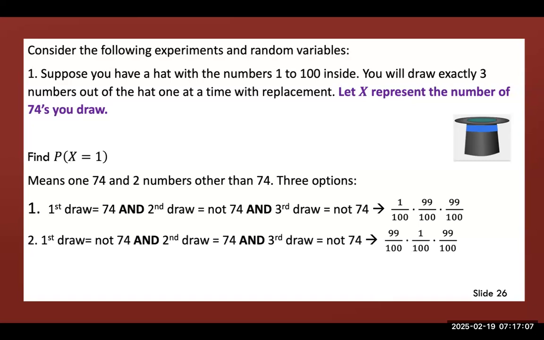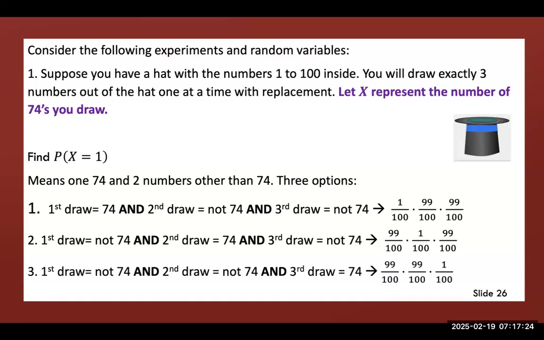Or what could happen is the first one's not a 74, the second one is, and the third is not. I'm thinking sort of like those x's and checks. So I have two failures on the ends and one success in the middle. And then the third situation that could happen is that my first two numbers are not 74 and the third one is. Okay? So notice that all of these probabilities are the same.